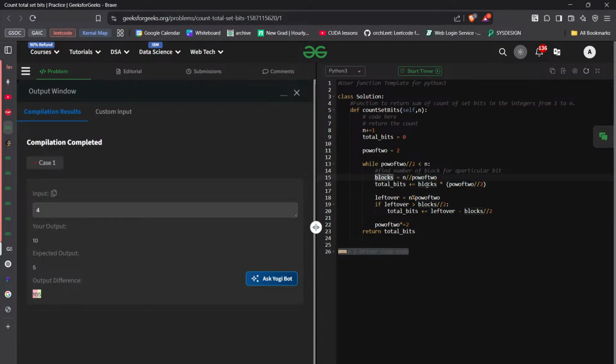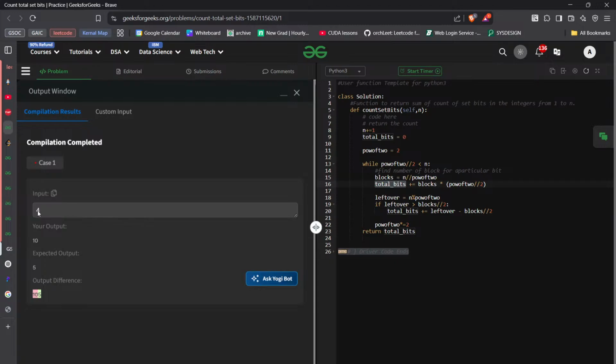So 5 blocks, and in those 5 blocks I have 1. So power of 2 is 2. 2 divided by 2 is 1. 5 into 1. Total bits were 5 in the start. Now let's take the input 4.